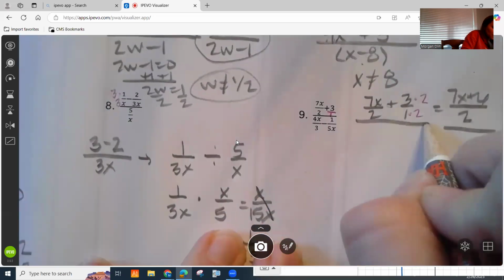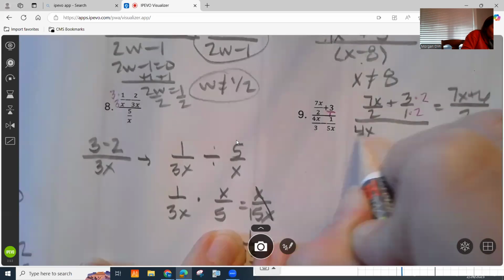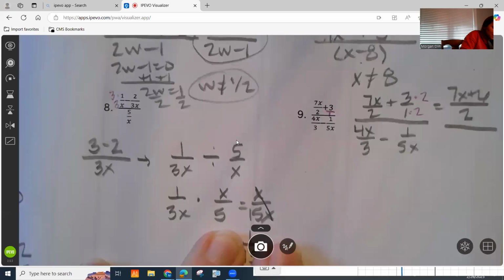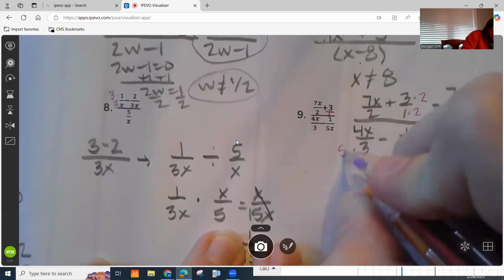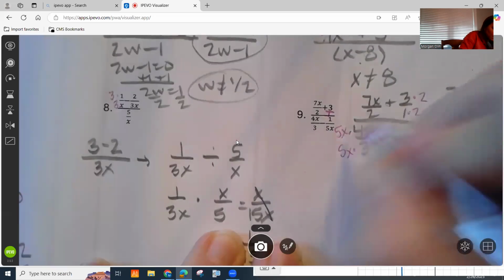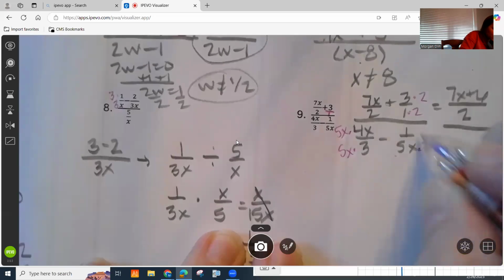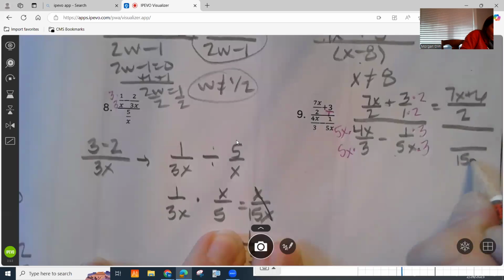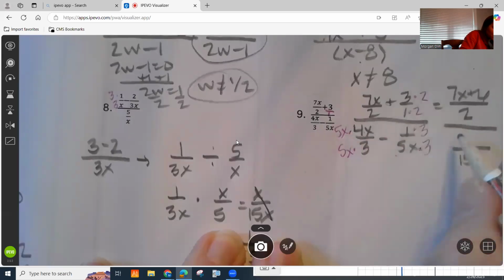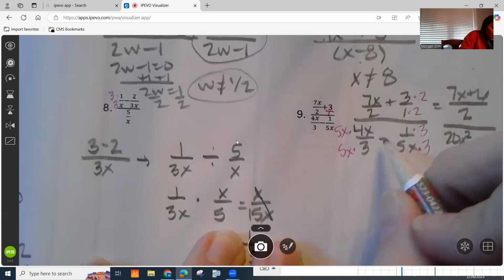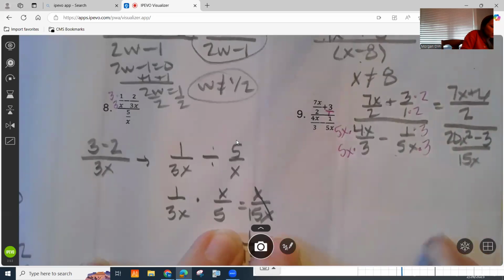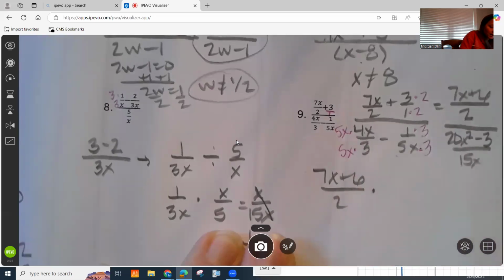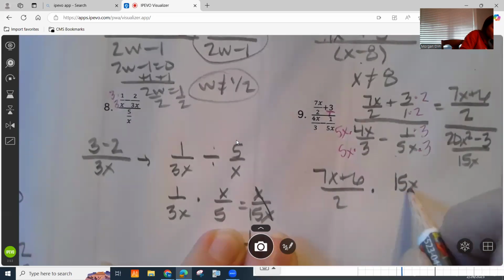Now, I'm going to deal with this. This is 4x over 3 minus 1 over 5x. Well, guess what? This needs a 5x. All right, this one needs a 3 because there's nothing in common there. Well, my common denominator is a 15x. All right, here that makes 20x squared. All right, minus 3. Now, when I divide, okay, I would multiply and I would flip this over.